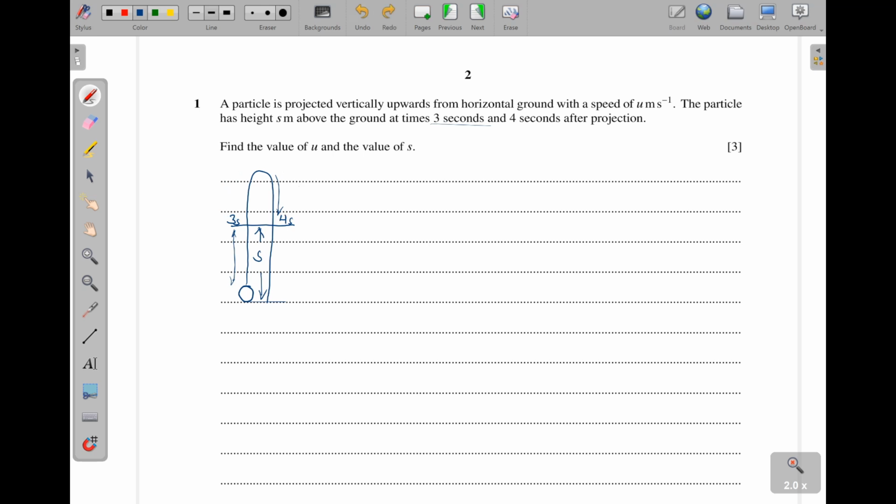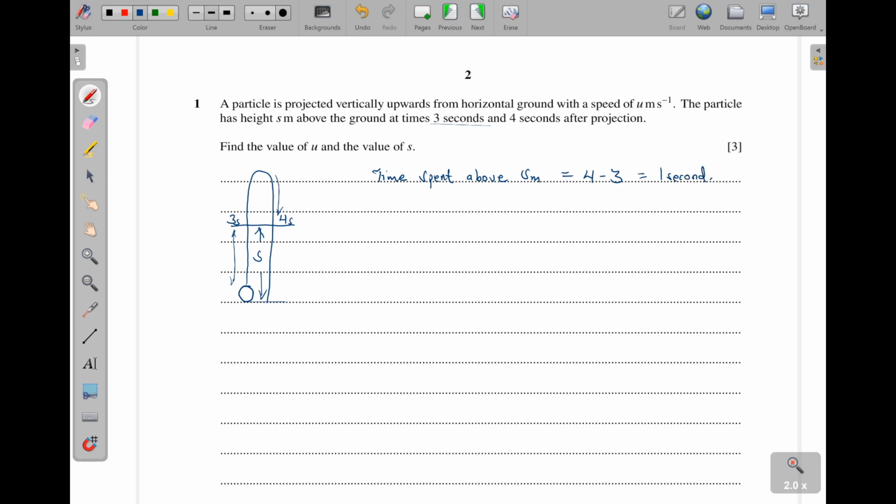So I can subtract them. That's the time spent above s meters, which is going to be 4 minus 3, which is 1 second. Okay, that is 1 second.